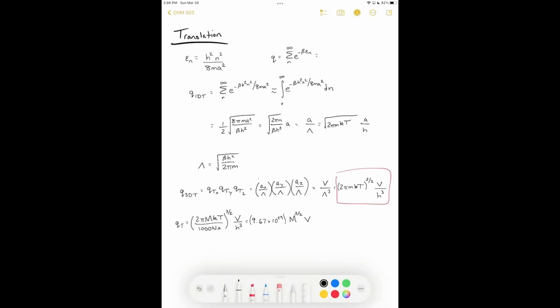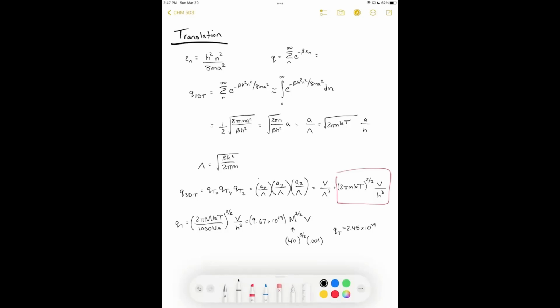And so with this, we can see that the molecular partition function is actually quite large. And it's going to be very near, say, 10 to the 29. So if we plug in numbers for argon in a 1 liter volume, the mass of argon is 40 grams per mole. So we have 40 to the 3/2. And the volume for 1 liter would be 0.001 cubic meters. We plug that in and find that qT for argon is 2.45 times 10 to the 29th. In other words, a very large number.